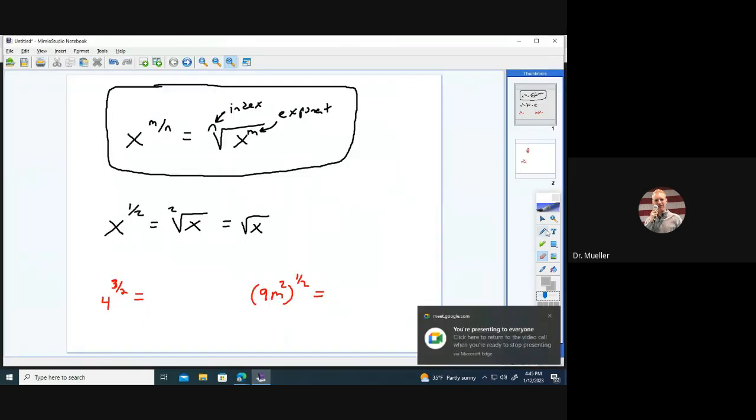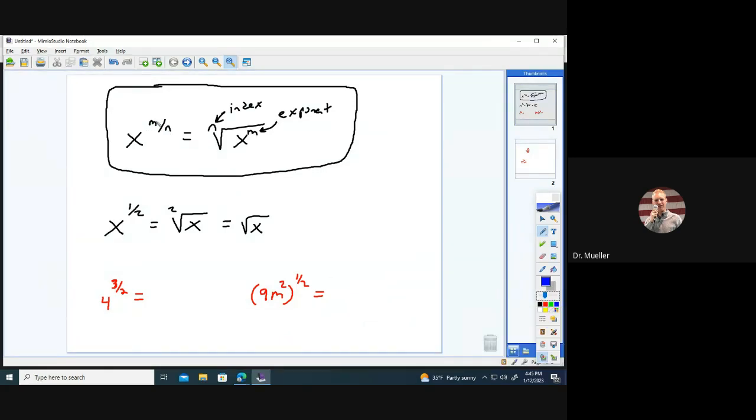All right. So converting a rational expression, which is an expression with a fraction as an exponent, into a radical expression, which has this symbol. This is a formula for that. x to the m over n equals the nth root of x to the m. We call this n the index and the m the exponent.